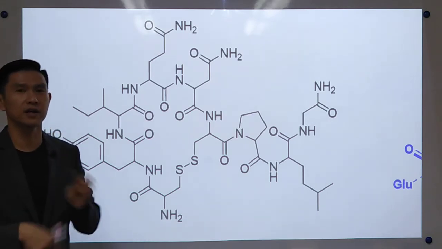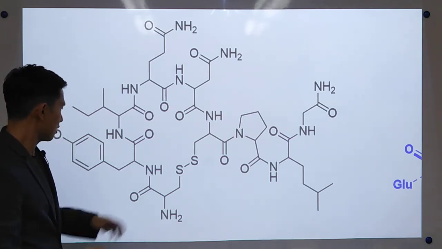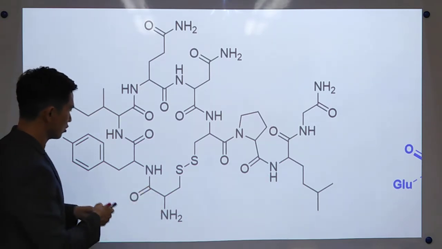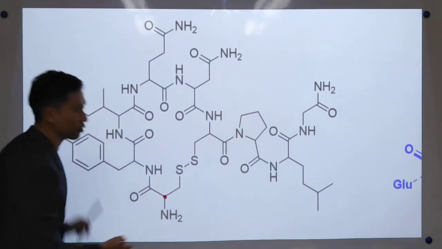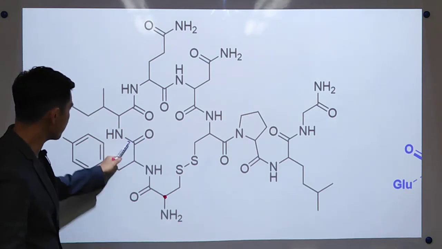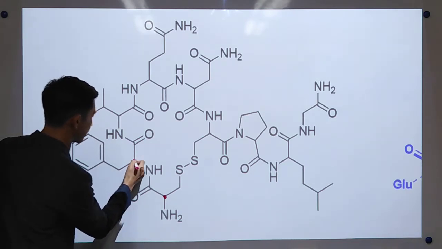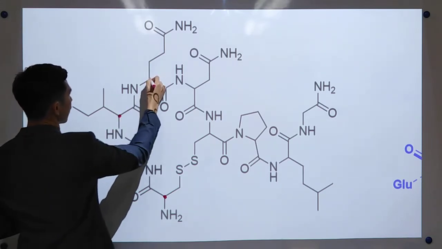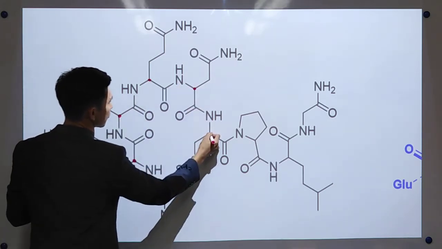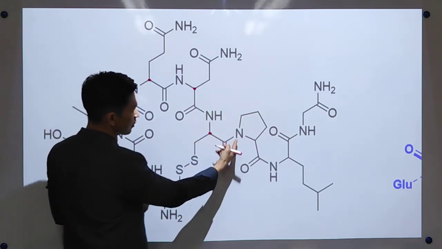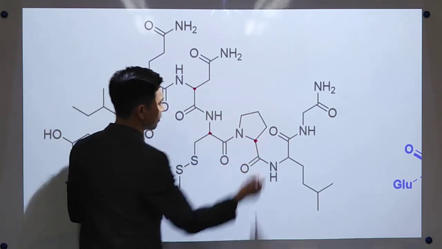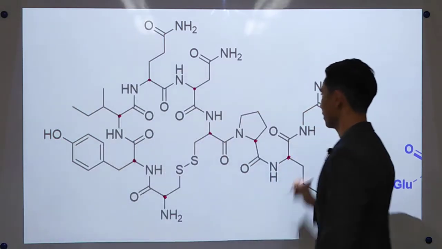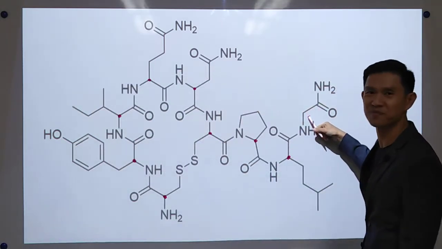So you have to find the alpha carbon first. Amino acid, amino group, and carbonyl. So this is the first alpha carbon. Amino group, carbonyl group, alpha carbon is in between. Amino group, carbonyl group, alpha carbon here, alpha carbon here, alpha carbon here, alpha carbon here. And then amino and carbonyl, alpha carbon. Amino and carbonyl, alpha carbon.